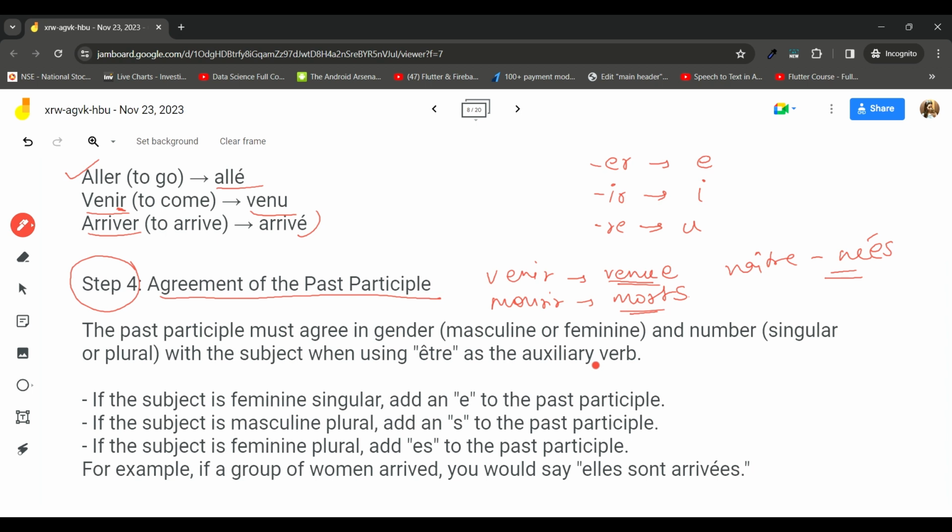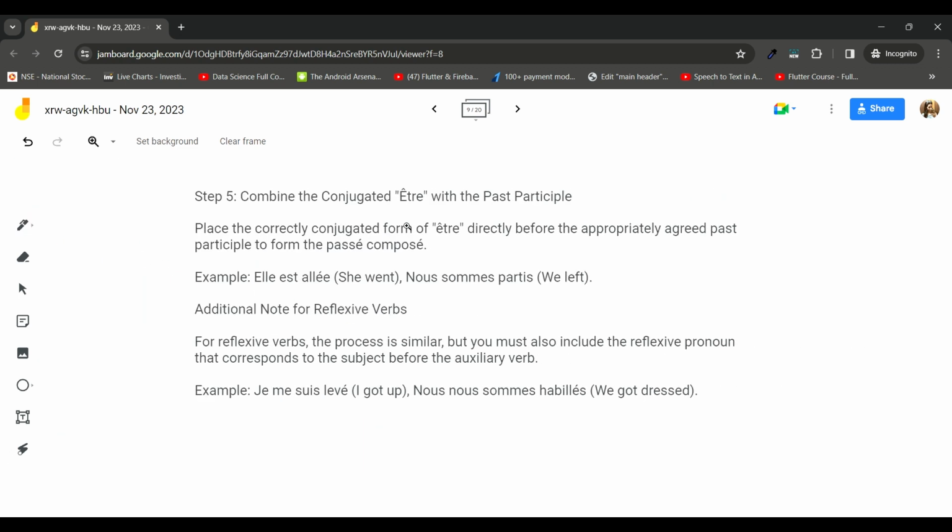Right, and that is only and only valid when your auxiliary is être. The past participle must agree in gender and number with the subject when using être as an auxiliary. If the subject is feminine singular, you add e. If it's masculine plural, you add s. Feminine plural, you add es. For example, if a group of women arrived, arriver is conjugated with être. You would say, elles sont arrivées. It's a group of females and it's plural. So, arrivées.